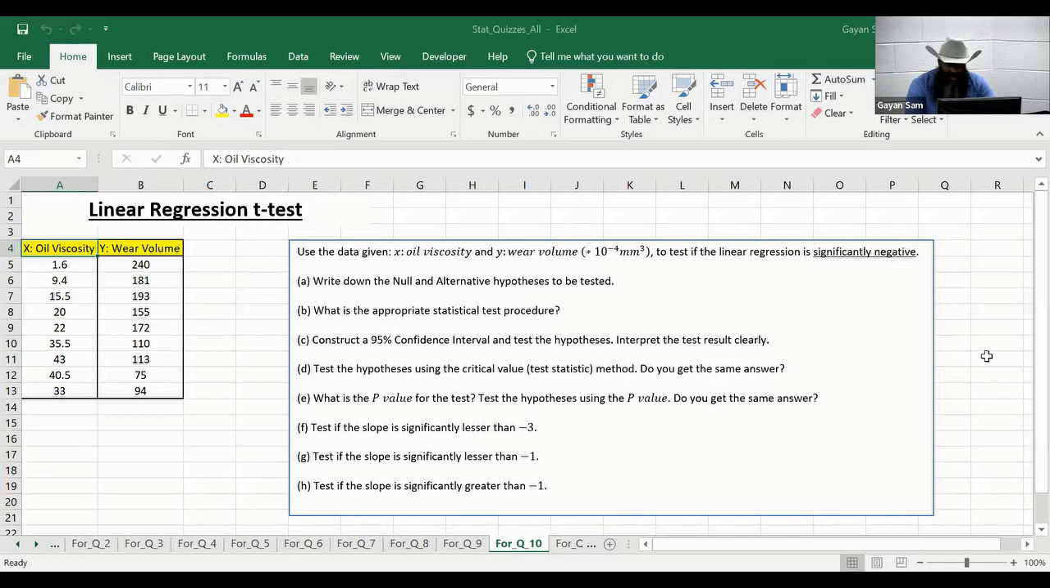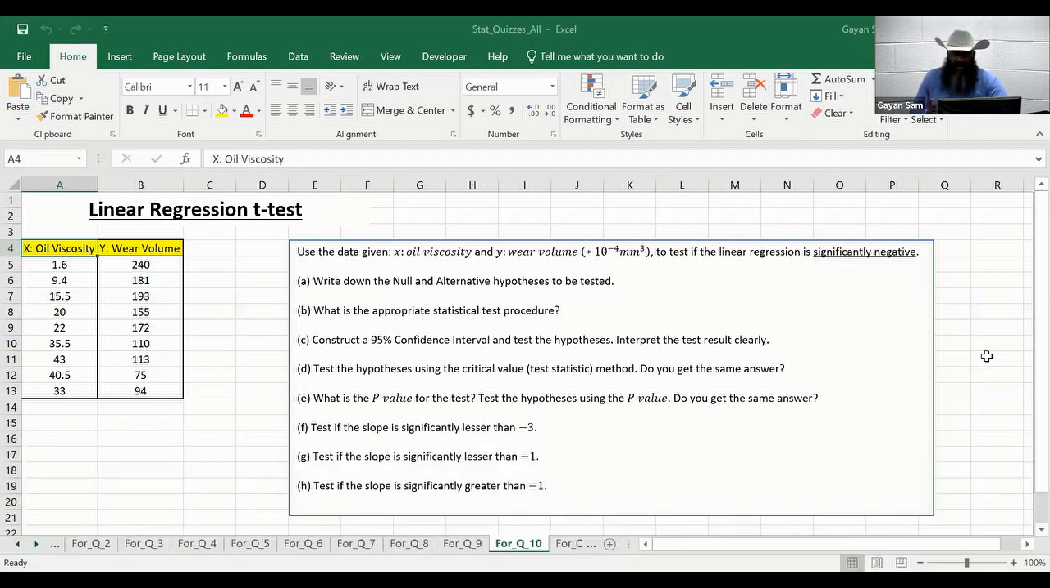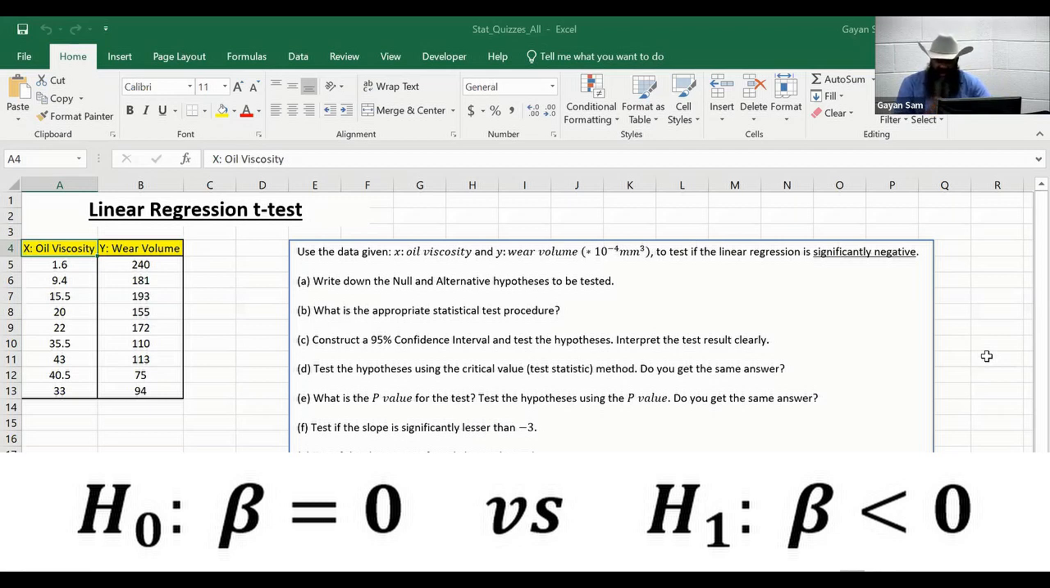For part A, we need to write down the null and the alternative hypothesis to be tested. So how do you write down the null and the alternative hypothesis? We define the slope parameter using the Greek letter beta. And the null hypothesis is therefore written as beta equals 0, and the alternative hypothesis is written as beta less than 0. Why is that? Because I need to test if the slope is significantly negative. So the answer for part A is the null hypothesis beta equals 0 versus the alternative hypothesis beta less than 0.